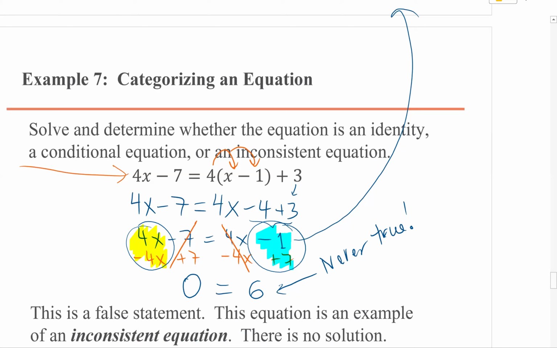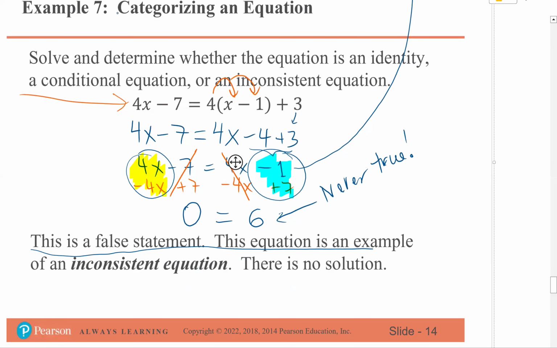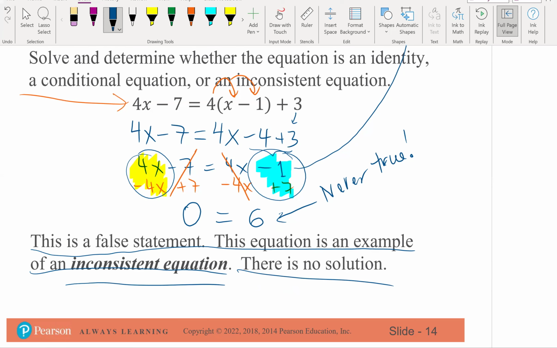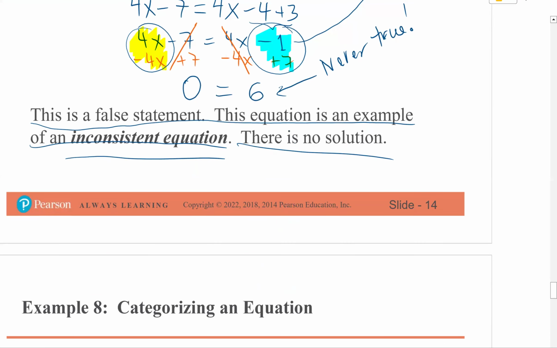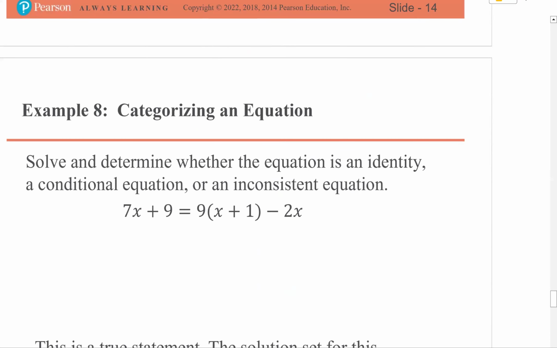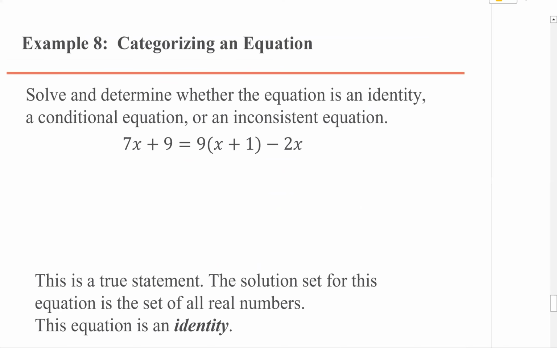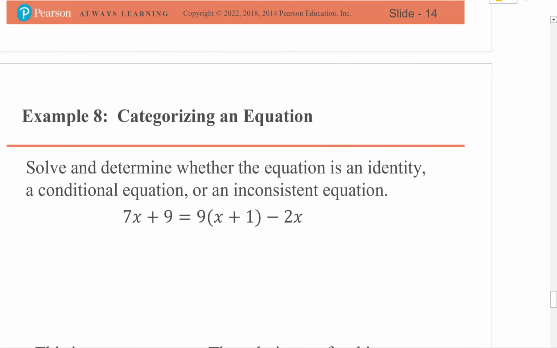So as I said, this is a false statement. That means that this equation is an example of an inconsistent equation. That means they gave us an equation that didn't have a solution at all, similar to that last one we wrote up there. Now, how about this one? Let's do something similar. Let's see if this is inconsistent, an identity, or consistent.